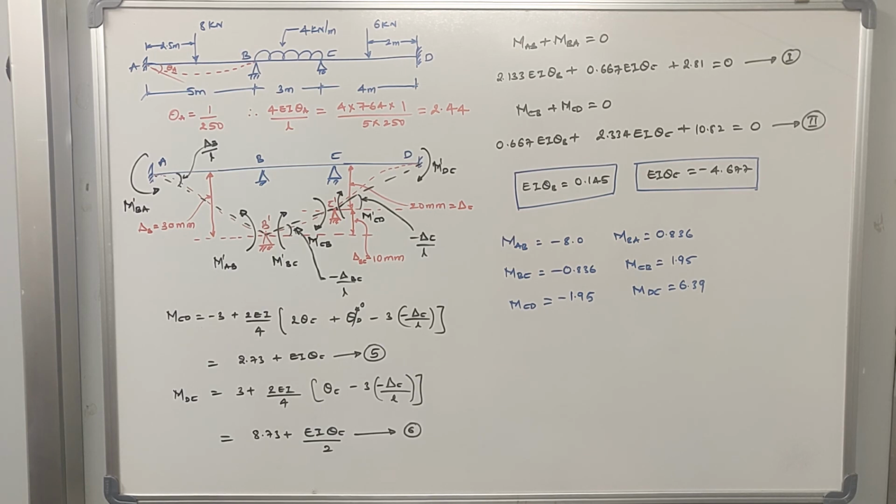The unknown values are EI theta B is equal to 0.145, EI theta C value is minus 4.677. Okay, once you get the unknown values, you substitute back into the slope deflection equations and you resolve the end moment values. As you can see, the end moment values which are given to you: MAB is minus 8, MBA is 0.836, MBC is minus 0.836. Like this, similarly we have solved for all the ends.